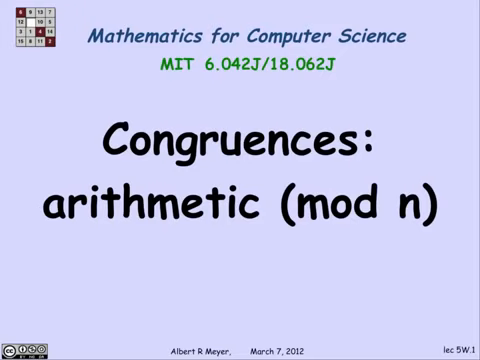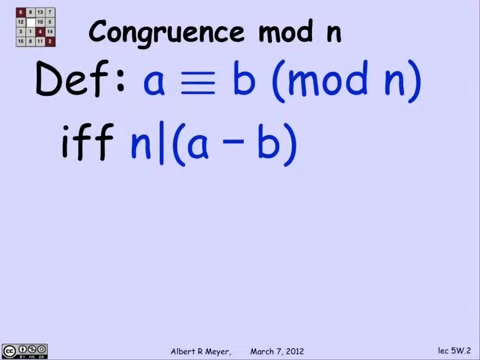In particular, in computer science, it's used significantly in crypto, which is what we're going to be leading up to now in this unit. It also plays a role in hashing, which is a key method for managing data in memory. But we are not going to go into that application. Anyway, the definition of congruence is real simple.